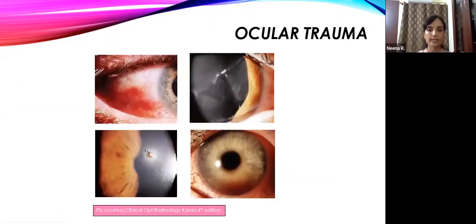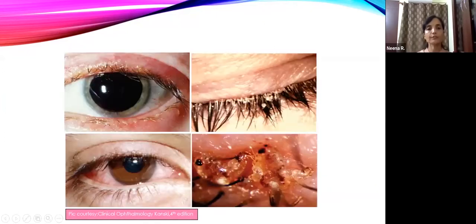So ocular trauma is another condition which presents with red eye. I've already explained. So you can see this is a subconjunctival hemorrhage, a corneal abrasion, a foreign body, and blood in the anterior chamber, which is known as hyphema. Another condition which may present with red eye, especially if it's localized to the lid margins with scales, is known as blepharitis.